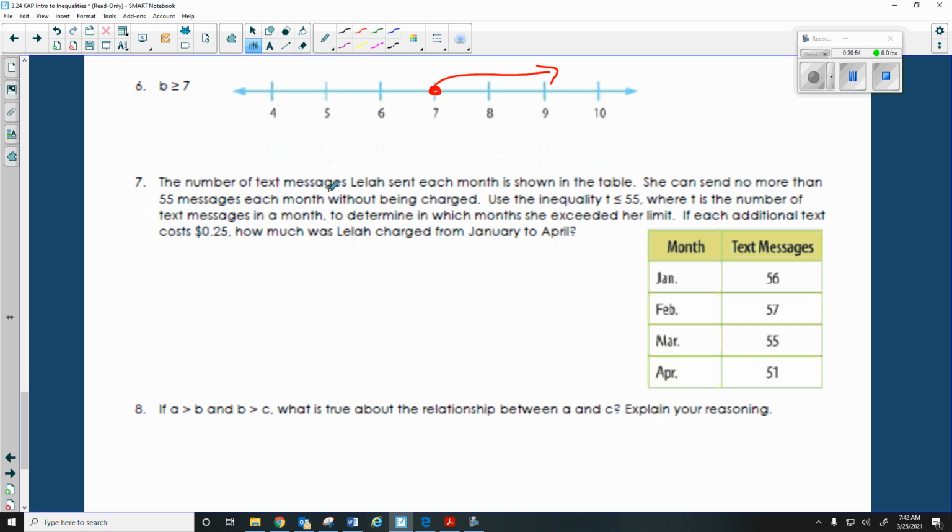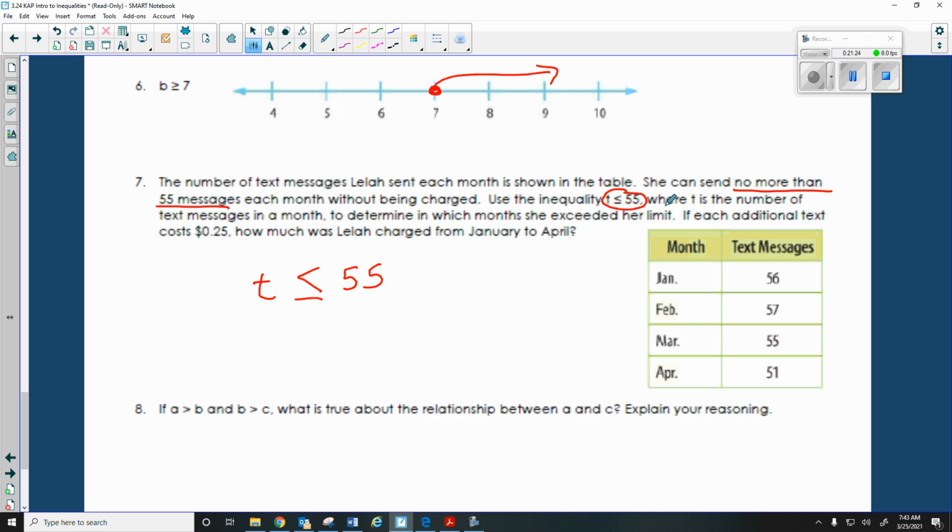The number of text messages Leela sent each month is shown in the table. She can send no more than 55 messages. If she can send no more than 55, we want numbers less than 55. So if I'm saying T is the number of text messages, I'm comparing that to 55. I can't send more than that, but I can send exactly 55, and I want numbers less than it, and that's exactly what they did. I just want to keep practicing writing that inequality.